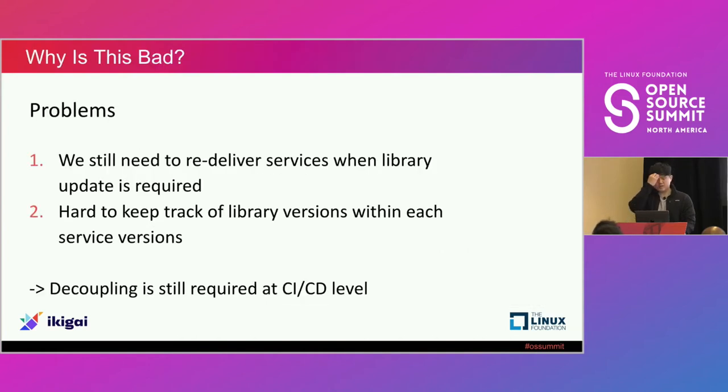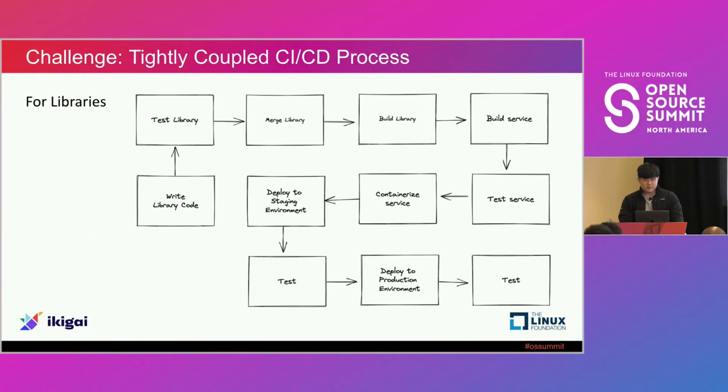So why is it bad? We still need to redeliver services when a library update is required. That's what I just said. And it's hard to keep track of the library versions within each service version. What this means is that every time you build a library, it's going to be ideal if you just build all the services that utilize this library at the same time. But let's say the API server has no problem. It returns all the list of models just fine.